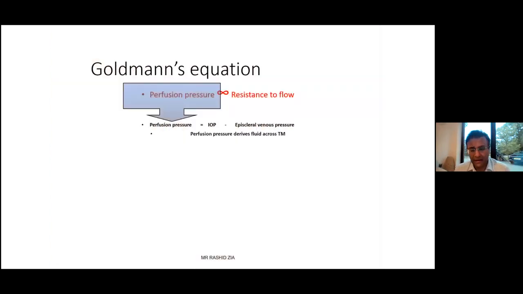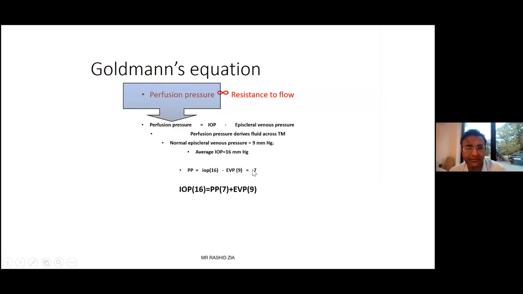As we all know, the normal episcleral venous pressure is 9 and the average physiological intraocular pressure is 16. So if I put the perfusion pressure as the difference of IOP and the episcleral venous pressure, then 16 minus 9 turns out to be 7. I can also write it more simply like this: IOP of 16 is equal to perfusion pressure of 7 plus episcleral venous pressure of 9. Just making it simplified as we are taught in our schools.